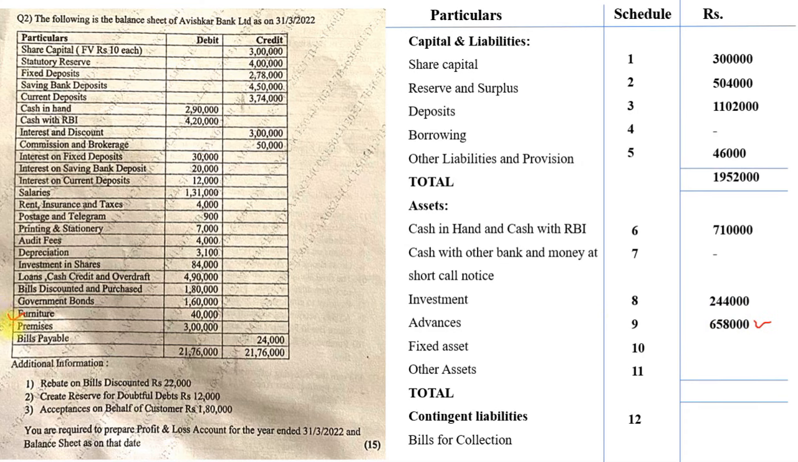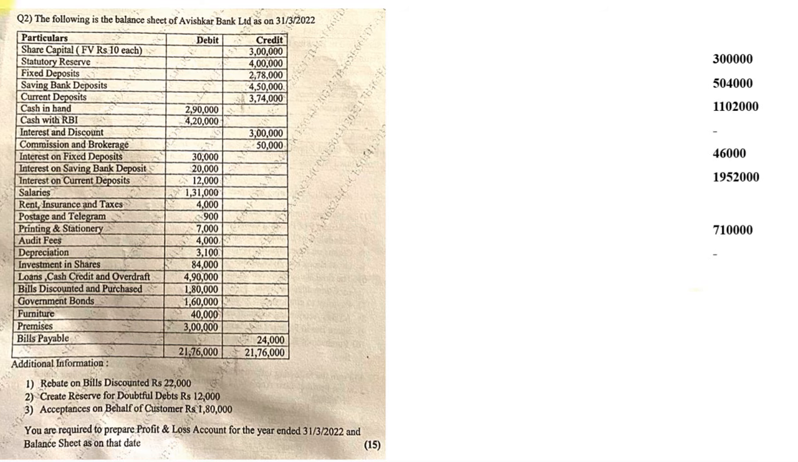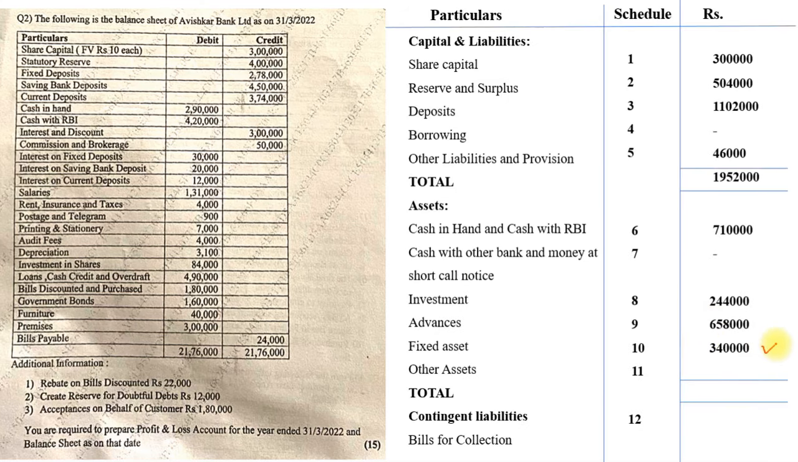Next comes the fixed asset. Under that I can see furniture, I can see premises. There are two fixed assets mentioned here. So schedule number 10, we'll have premises and furniture 3 lakh 40. So total comes to 3 lakh 40,000, noted down in schedule 10.